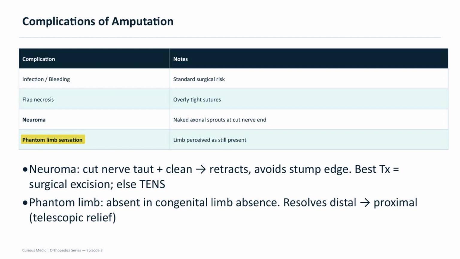There is an important distinction here. Phantom limb sensation does not occur in patients who were born without a limb, patients with congenital limb absence. They never had the limb to begin with, so there is no neurological memory of it. The sensation resolves progressively over time, and it resolves from distal to proximal. The patient stops feeling the toes first, then the foot, then the ankle, gradually moving upward. This pattern of resolution is called telescopic relief.